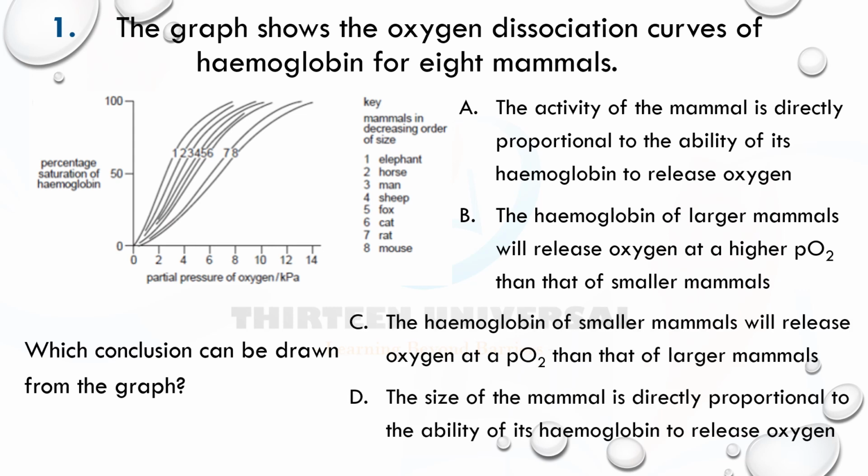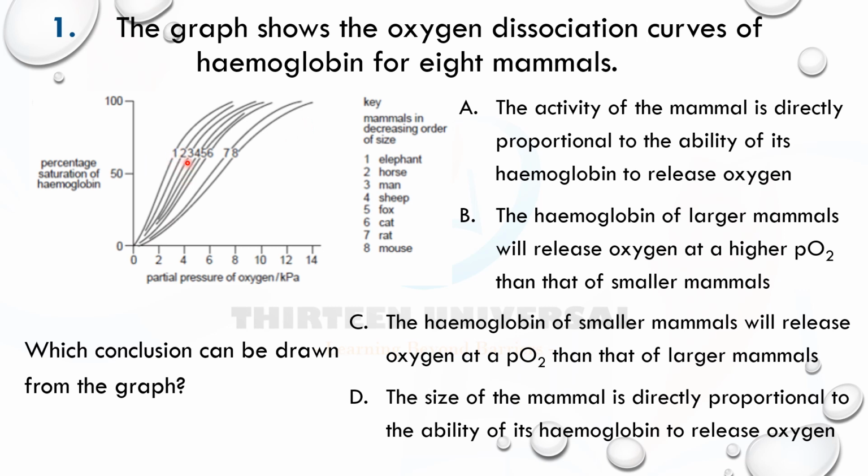So try it. Look at it. This is decreasing order, so there is something about their size. This oxygen dissociation curve is about the percentage saturation of hemoglobin with oxygen against partial pressure of oxygen. Partial pressure of oxygen is the independent variable. Generally, for all of them, as partial pressure of oxygen increases, percentage saturation of hemoglobin also increases.